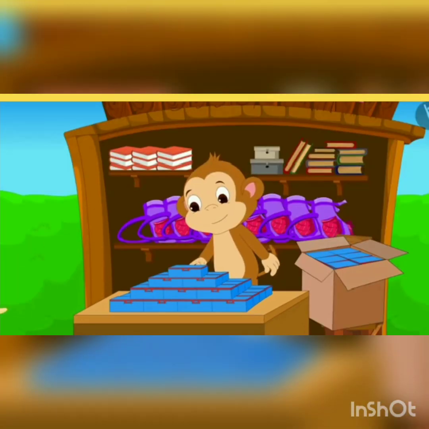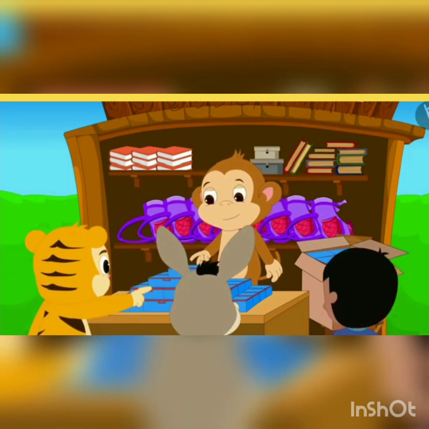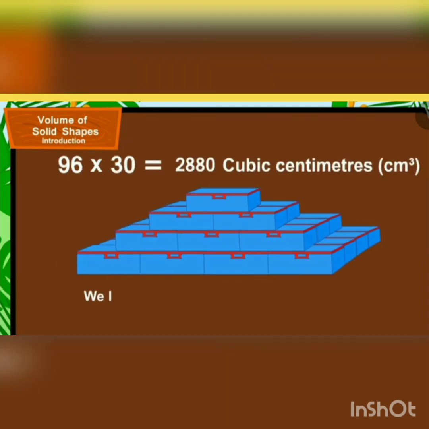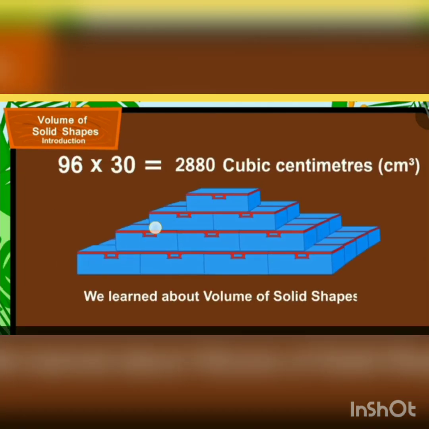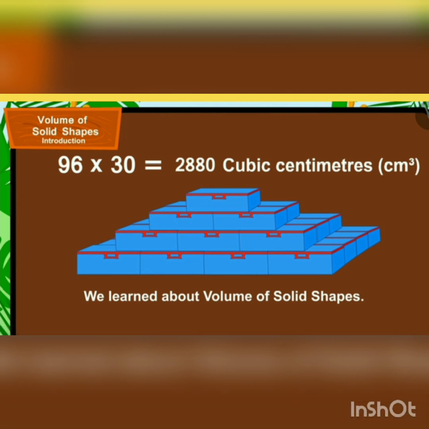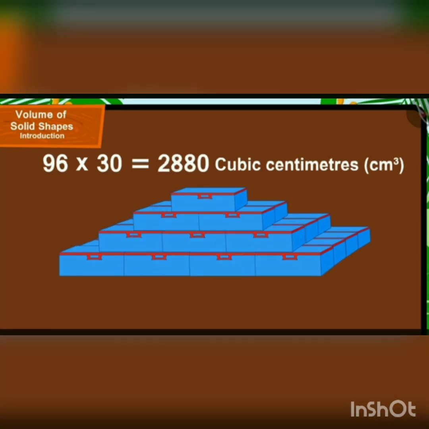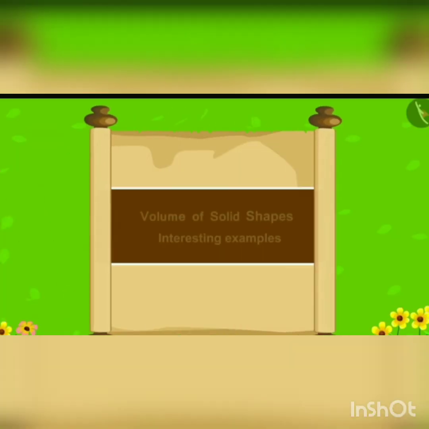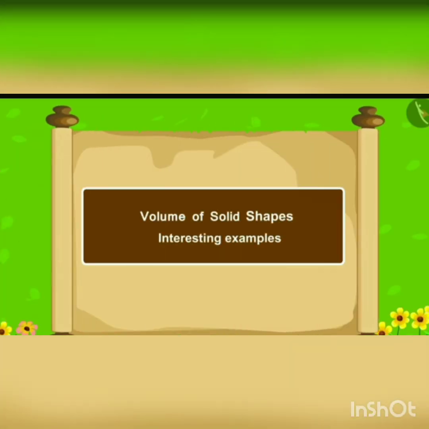Seeing this shape made by Babban, many people started getting attracted towards his shop, and gradually the sales of his compass boxes increased. Children, in this video, we learned about volume of solid shapes. So kids, in the previous video, we learned about volume of solid shapes. In this video, we will learn more about it by some interesting examples.